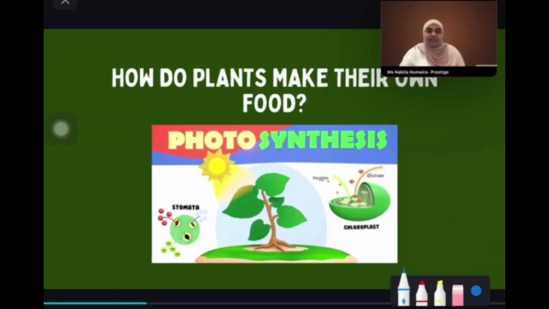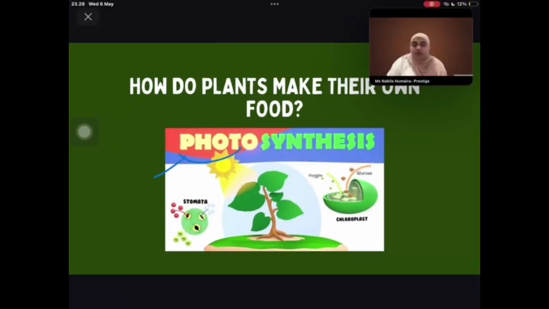So we have one word in biology. It's a magic word, that is photosynthesis. So photo means light and synthesis means making food. So guys, this one is the magic word in biology, photo and synthesis. Photo means light and synthesis is making food.